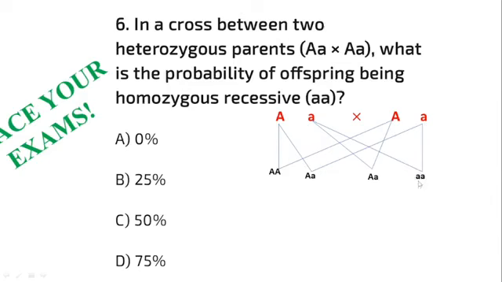Now, we are going to take the offspring which had the homozygous recessive genotype, which is this offspring. And how many? It's just 1. So probability is equal to 1 out of 4 times 100%. This will give us 25%. So the correct answer here is B. Okay, so we have answered our question 6.